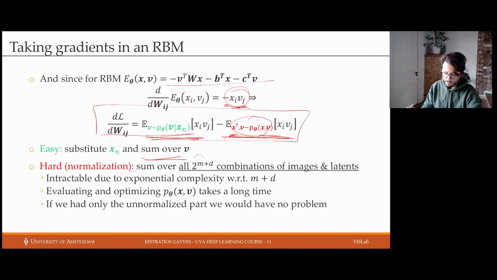This involves 2 to the power of n plus d summations, which is clearly intractable for larger n and larger d, so for bigger images and a bigger number of latent dimensions. It's exponential in complexity. This means that evaluating and optimizing our energy function and our probability density function is going to take an extremely long time. Actually, in most cases, or for bigger problems, it's probably not even possible. If we had just the unnormalized part here on the left, it would be okay, but having the partition makes things extremely hard.